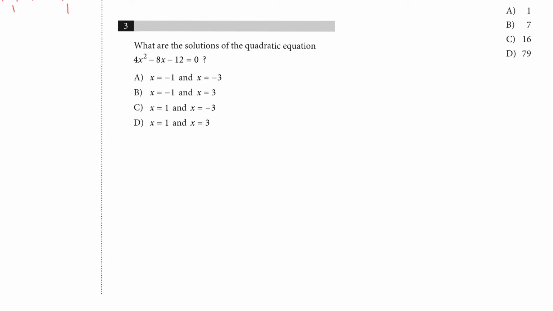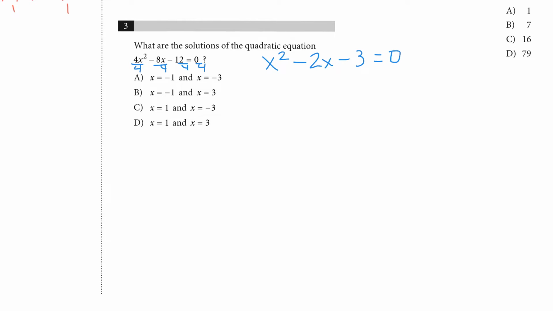Number 3 is a quadratic equation. It says, what are the solutions of the quadratic equation 4x squared minus 8x minus 12 equals 0? Well, it looks like we could factor out a 4, or maybe we could divide everything by 4 to simplify this. Divide every term by 4, and when you do that, you're going to have x squared, and then minus 8x divided by 4 is minus 2x, and then minus 12 divided by 4 is minus 3, and 0 divided by 4 is 0.